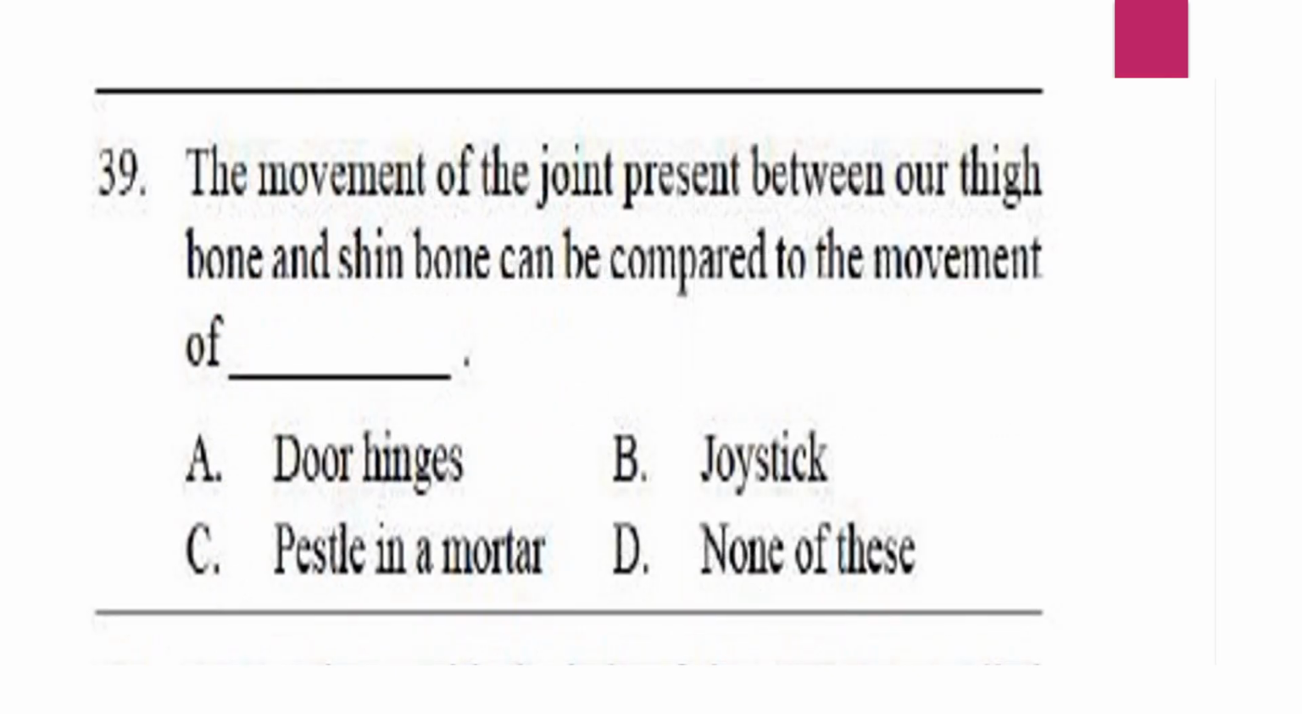Question number 39. The movement of the joint present between our thigh bone and shin bone can be compared to the movement of dash. Option A, door hinges. B, joystick. C, pestle in a motor. D, none of these. And the right answer is option A, door hinges.